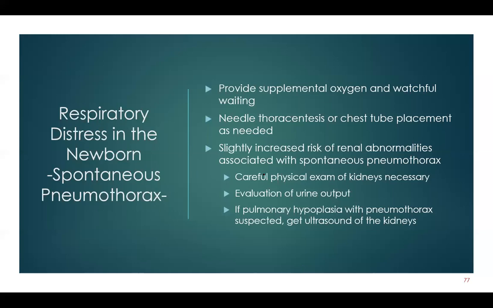All right. So let's also look here. Associated with spontaneous pneumothorax, there is a slight risk of renal abnormalities. We need to do a careful physical exam of the kidneys and evaluate their urine output. If pulmonary hypoplasia is present, then we can suspect that there might be a problem with the kidneys, and we need to check on their kidneys.